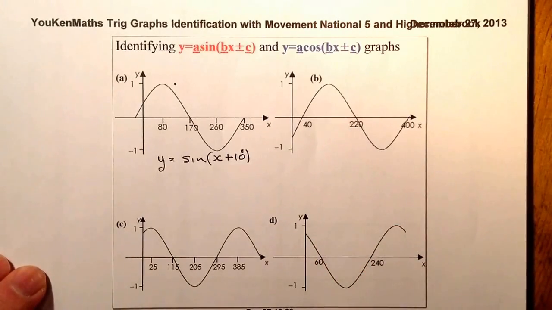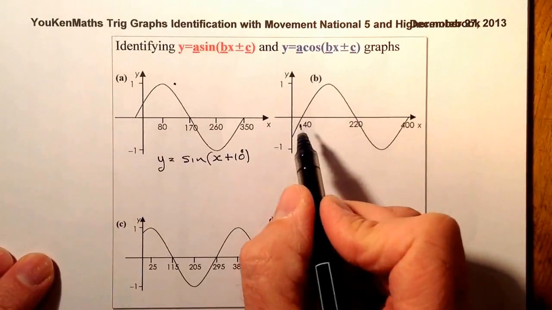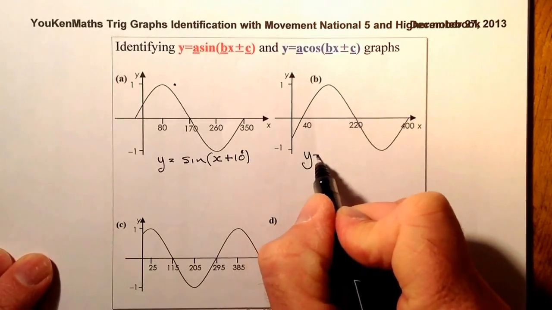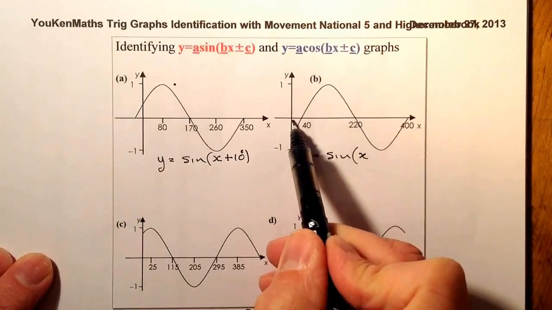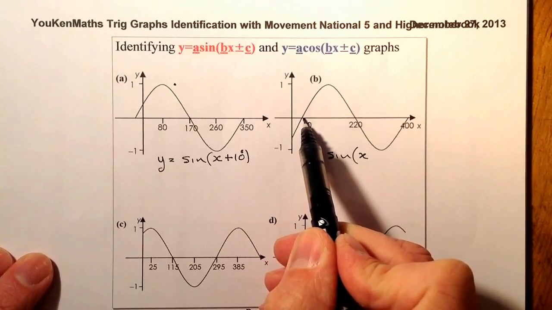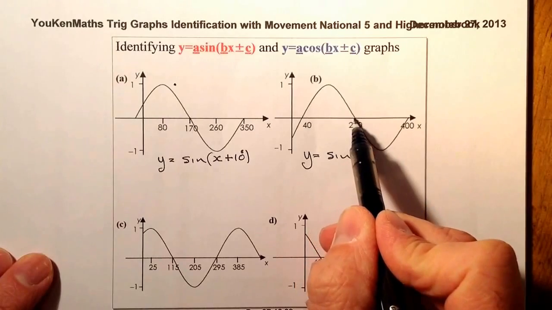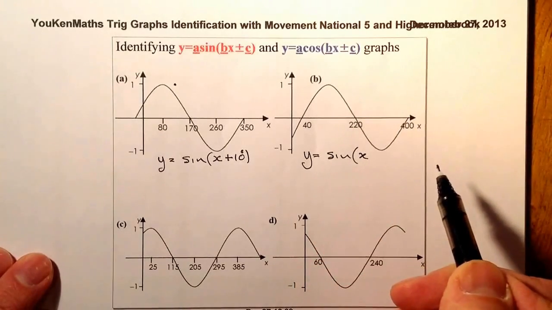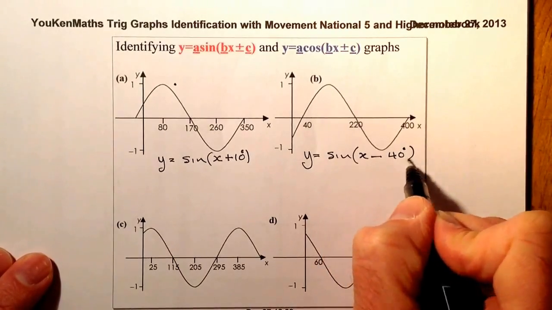Okay, you can freeze the video and try the graphs that I've got here. Here are the solutions. What I've done is I've moved the graph along to the right. So again, it's a sine graph. So y is equal to sine, and it's going to be x, and we've moved it to the right by 40 degrees. I'll just check it here. Normally this goes through at 180, moved by 40, yep, that's 220. Normally 360, moved by 40 degrees.